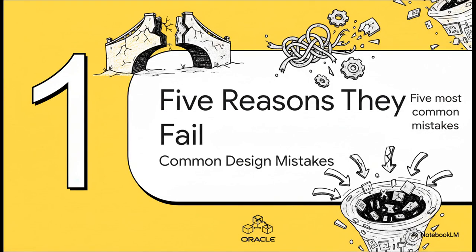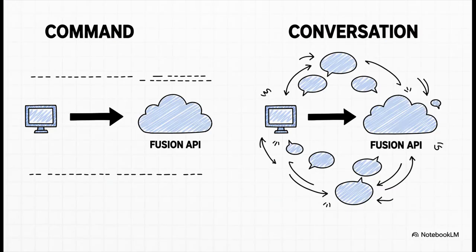All right, so where does it all go so wrong? What we found is that these fragile integrations are not failing because the tools are bad. Nope, they're failing because of bad design patterns. So let's break down the 5 most common mistakes that lead to total disaster. Okay, mistake number 1. This is the big one, the one we see everywhere.